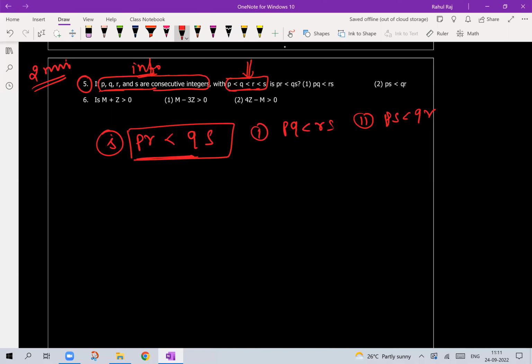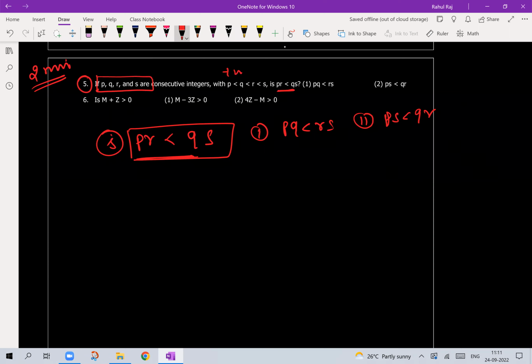Now there are two approaches to solve this question. Because it says is PR less than QS, you can take some numbers. You will have to take a positive set of numbers, because 1 is less than 2 is less than 3 is less than 4. You will have to take a negative set of numbers. You will have to take a negative and positive. So 3 sets of numbers you will have to check, because nothing is defined about PQRS at all.